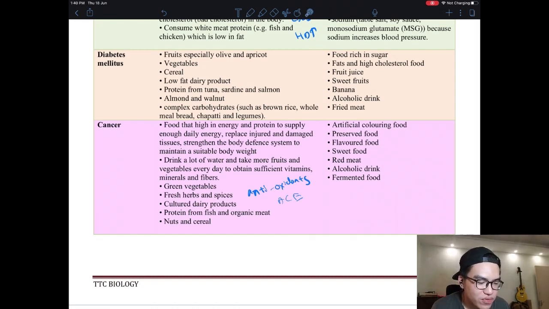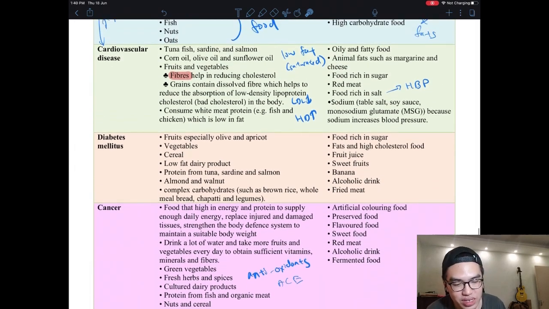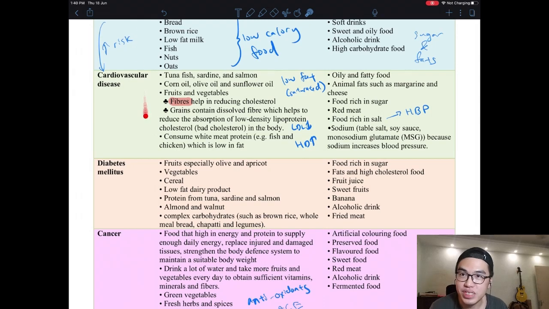Coloring, preserved food, flavored food, sweet food, red meat, alcoholic drink, fermented food. Okay, I wouldn't be so concerned about these. Do you know what increases the risk of cancer? Again, obesity. That is why they are so concerned about obesity. When you are obese, your risk of cancer increases by a further 50%. Yes, 50, not 15, 50.